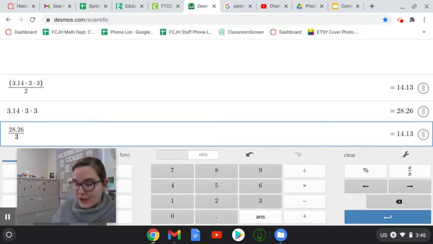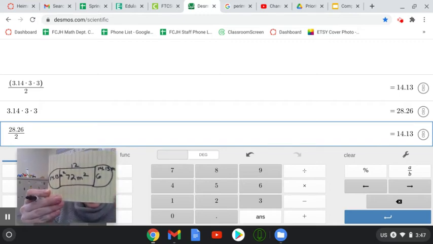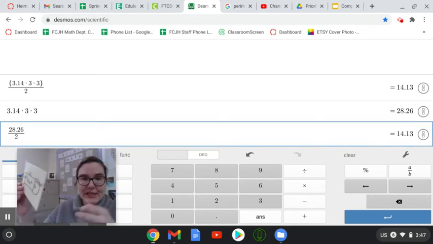It still is 14.3. So each of those semicircles then is 14.13. I said 14.3 before. I was incorrect. It's 14.13. 14 and 13 hundredths meters squared. I'm writing it down right now. Okay, 14 and 13 hundredths.